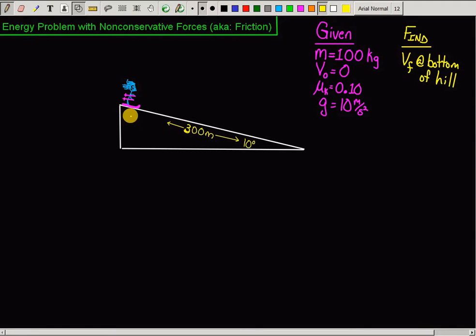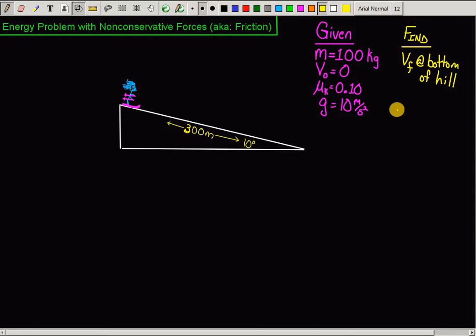So we're going to go skiing, and we're going to go down this 300-meter long hill, which has an angle of 10 degrees. And we have the following information. We have the mass of the person being 100 kilograms. The starting velocity of the person at the top of the hill is 0. The coefficient of kinetic friction between the snow and the ski blades is 0.1. And just for ease of math, let's make our acceleration of gravity 10 meters per second squared. All right, and the goal of this problem is to find the final velocity at the bottom of the hill.